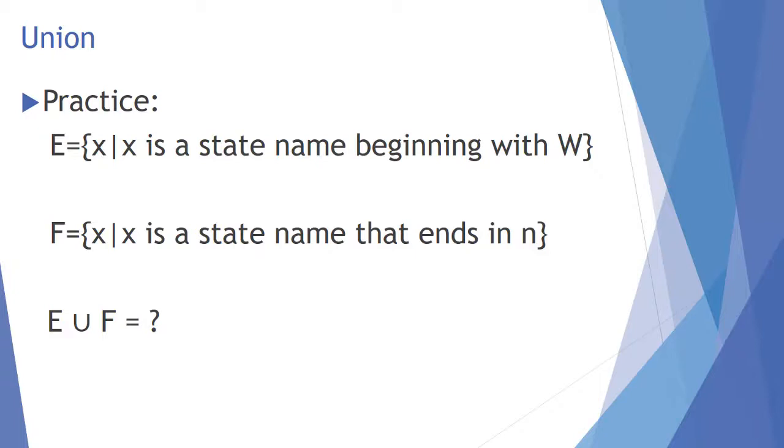Okay, here's a practice problem for you. We're going to use set builder notation as presented in our previous lesson on sets and subsets. If this doesn't look familiar, you might want to go back and rewatch the sets and subsets lesson. But E consists of all elements X such that X is a state name beginning with the letter W. F is the set of all elements X such that X is a state name that ends in N. So what would E union F look like? Pause the video and unpause when you're ready to see if you have that set listed correctly.